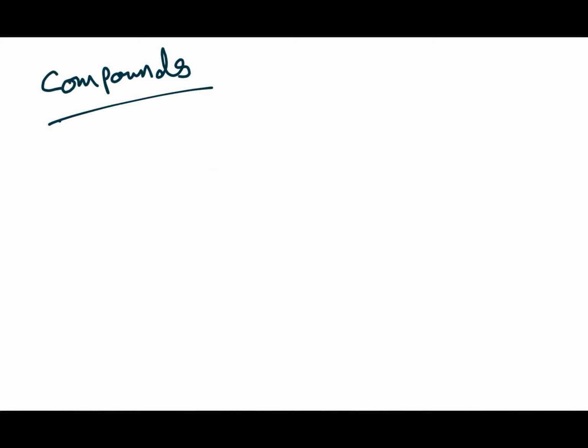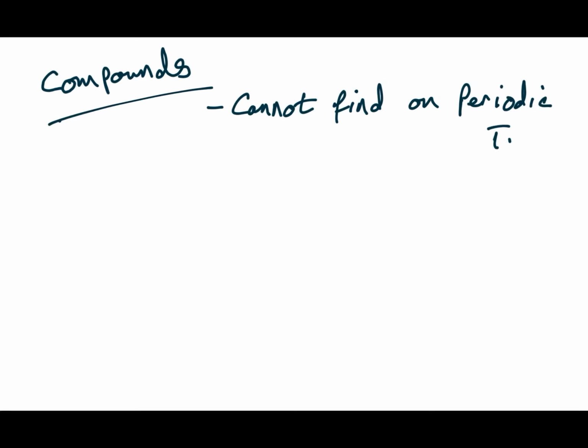Next, we're going to look at compounds. So compounds are made up of more than one type of atom chemically joined together. So you cannot find them on the periodic table, or not their name as it is. And examples, we might see something that looks like this.